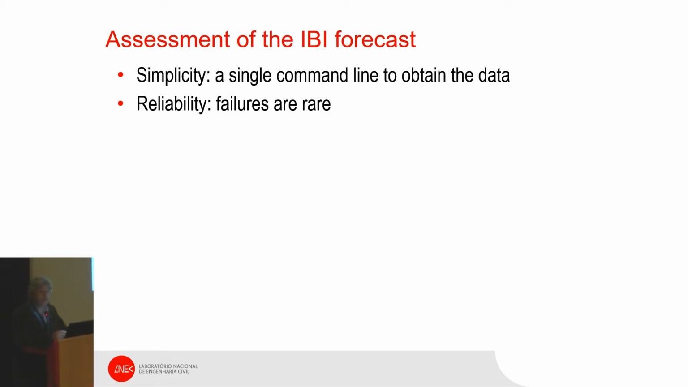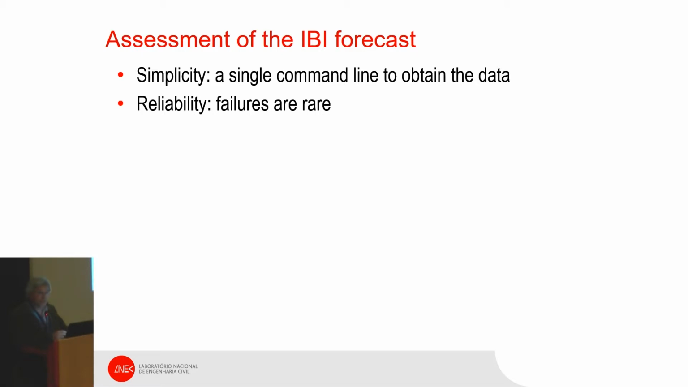I must say that when we started using the EB forecasts at the time of MyOcean, reliability was an issue for us. There were quite a few failures, in particular during the weekends, which was even worse. But in the past year or so, or even more than that, we haven't had any problems with reliability. I'm not sure why this happens.